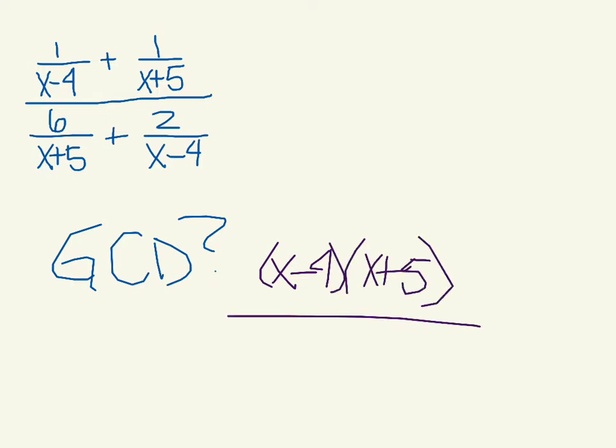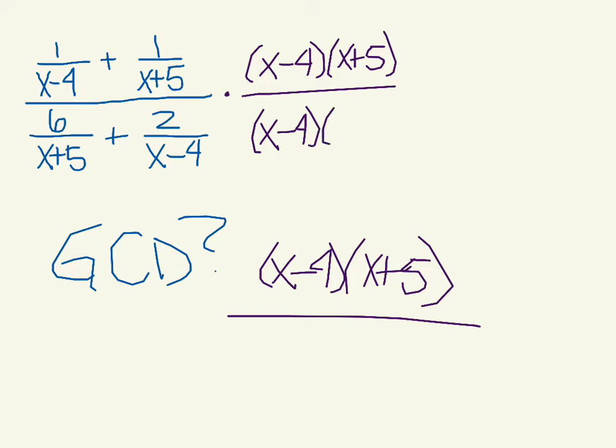This is my GCD. So the way that I solve this now is to multiply this entire fraction by the GCD, x minus 4 times x plus 5 over x minus 4 times x plus 5. Or if you prefer, just think about it as you're multiplying the top by the GCD and you're multiplying the bottom by the GCD. Because remember, whatever I do to the top, I have to do to the bottom, because the same thing over itself is equal to 1.